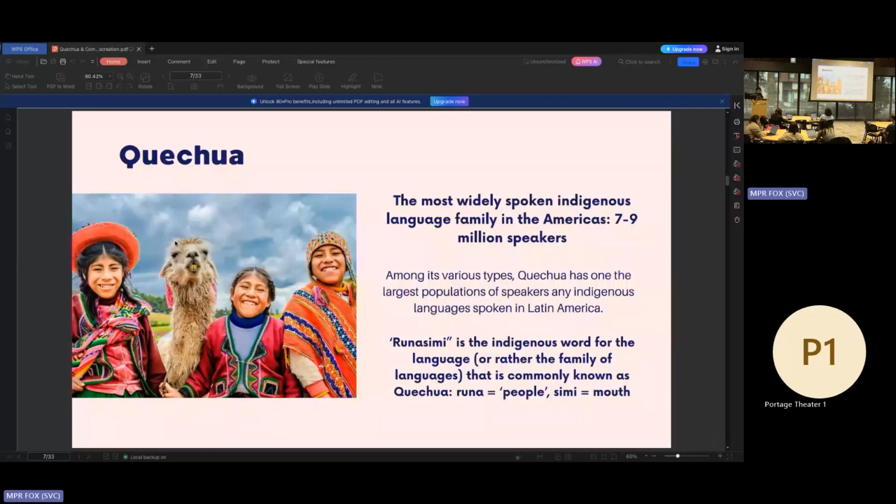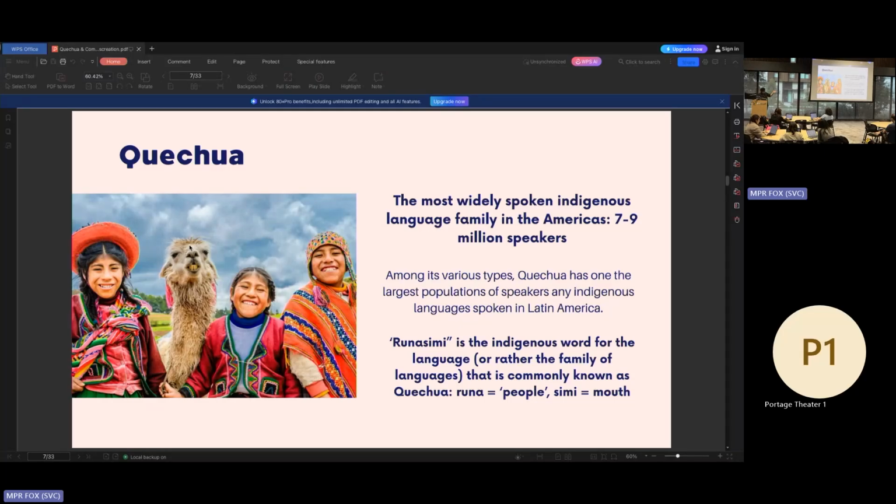A bit of context on Quechua. Quechua is the most widely spoken indigenous language family in the Americas. We have more than 7 to 9 billion speakers around Latin America and perhaps even around different parts of the world due to migration. So among its different types, its different variations, Quechua has one of the largest populations of speakers of any indigenous language spoken in Latin America.